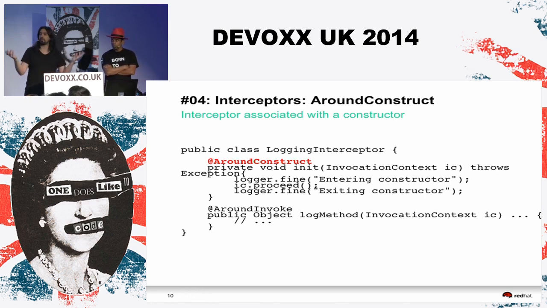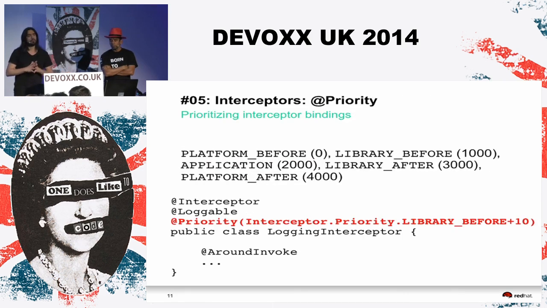So we can still do an AroundInvoke, the good old AroundInvoke. But now we can also do an AroundConstruct. So we can intercept the constructor call and do some business logic before and after the constructor is invoked. And our interceptors work nicely with CDI, with interceptor bindings.